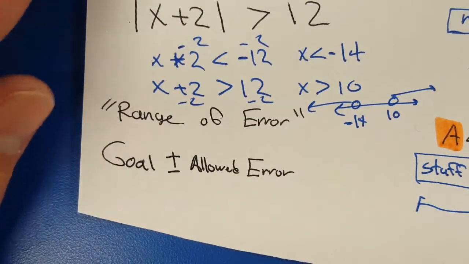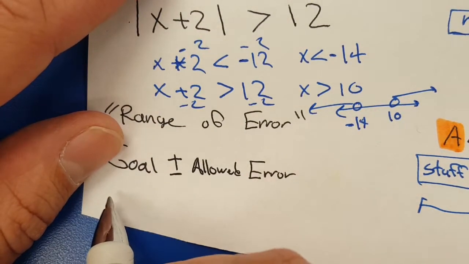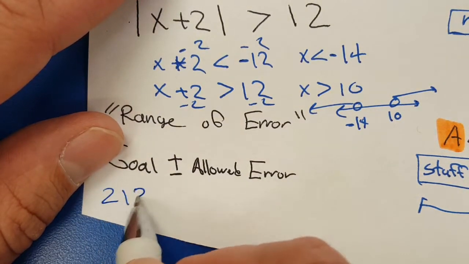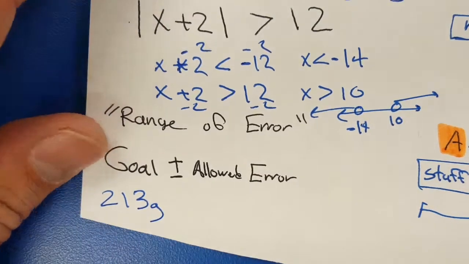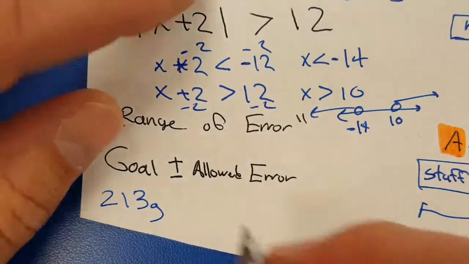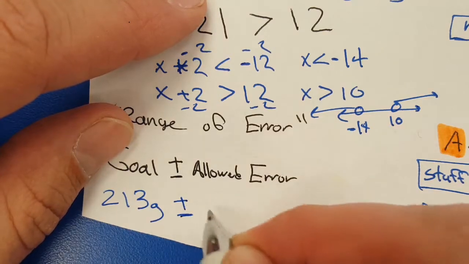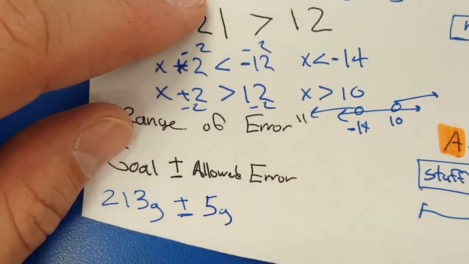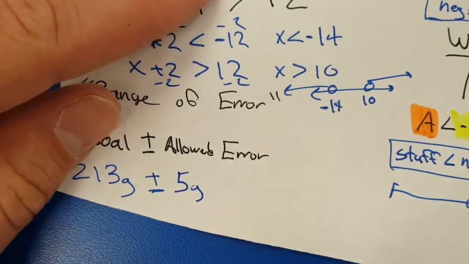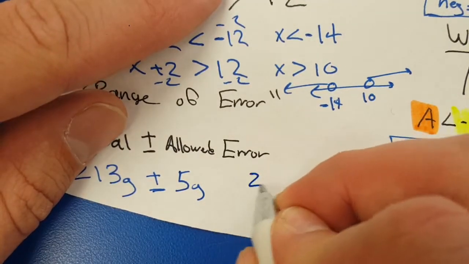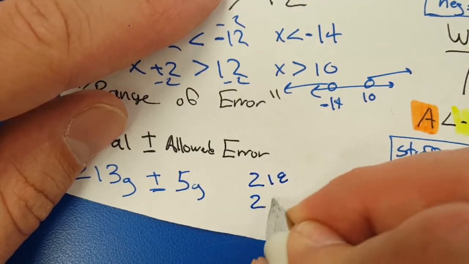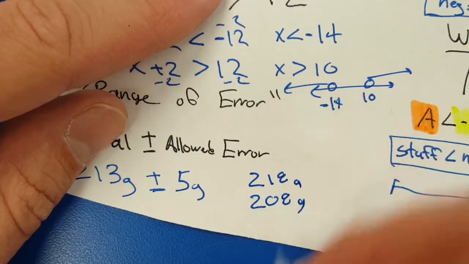I think the example in the book was a box of crackers or something. The boxes of crackers were 213 grams, and you could only be off either way by 5 grams. So if you take 213 and add and subtract 5, you would have a max weight of 218 and a minimum weight of 208 grams. So there's your interval right there.